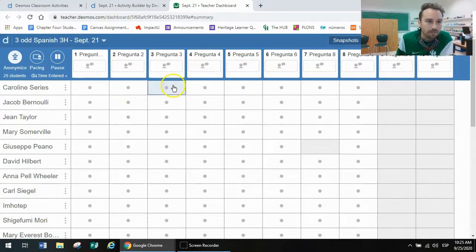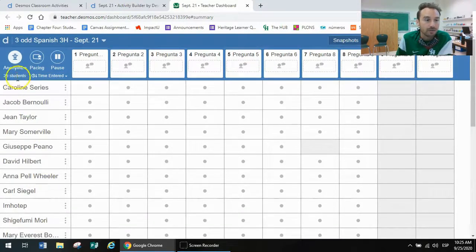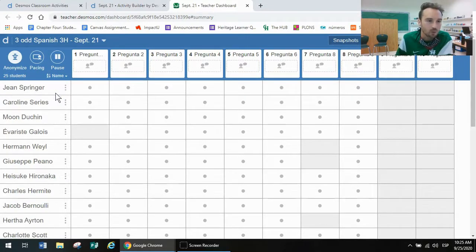All right, so right away on this summary screen as a teacher, you can see how visually appealing Desmos is. I have all of my students in class here. This class I have 25 students. They're on the left. I can organize them by time entered or by name. By name is way easier. Notice that when you have them anonymized, it's not in alphabetized order because it's alphabetizing based on my actual roster, not the anonymous names. All right, so there you go.